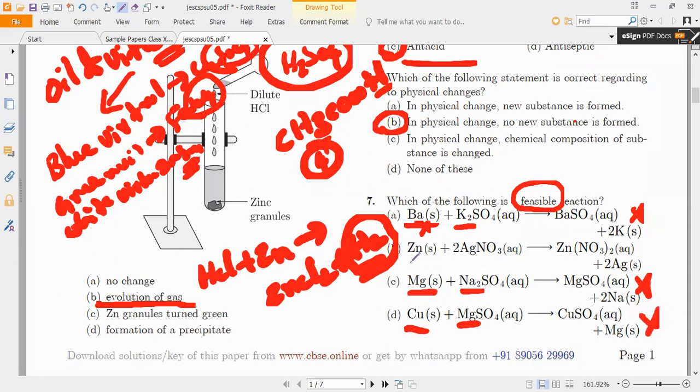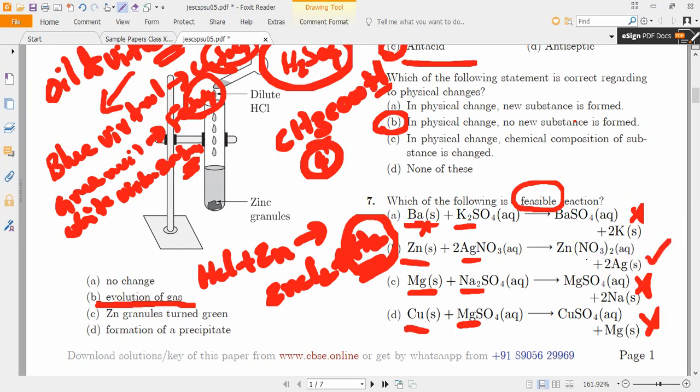But zinc and silver, who is more reactive? Zinc, sir. Because here zinc is alone. Always we have to check the alone one. The metal element which is present alone is more reactive than the metal which is present in the combined state. So zinc is more reactive than the silver nitrate, so it will form zinc nitrate plus silver.